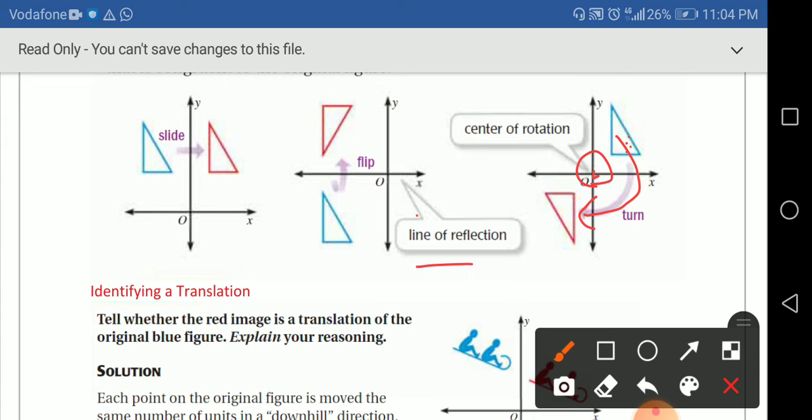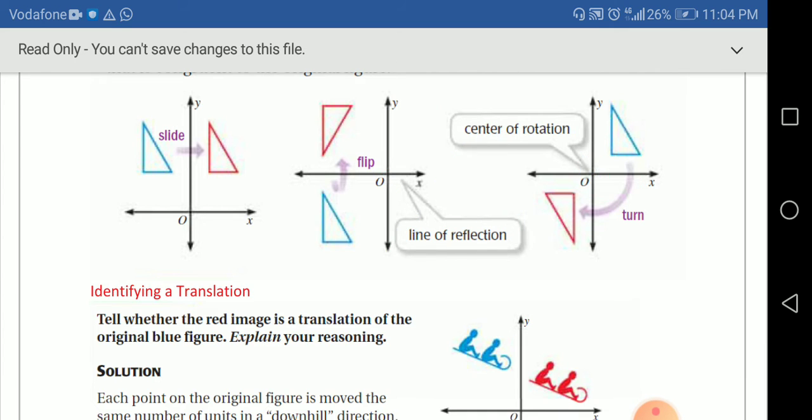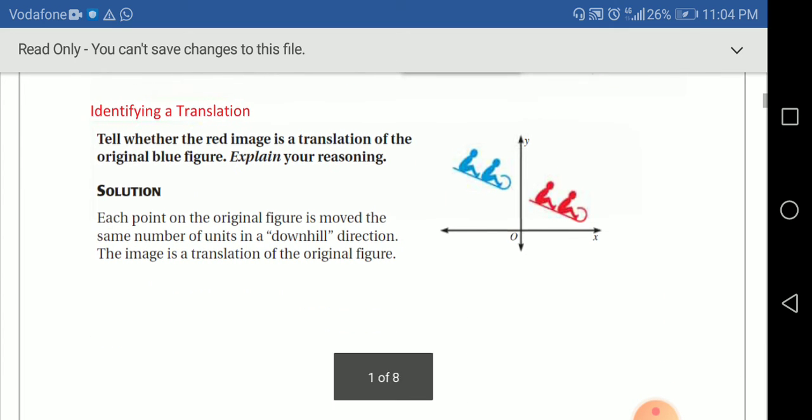And what about the reflection? Reflection, we have here a flip movement. This means it is as if I have a mirror. So if I have this letter R, it will be on the opposite side. Okay, let's talk about the translation.